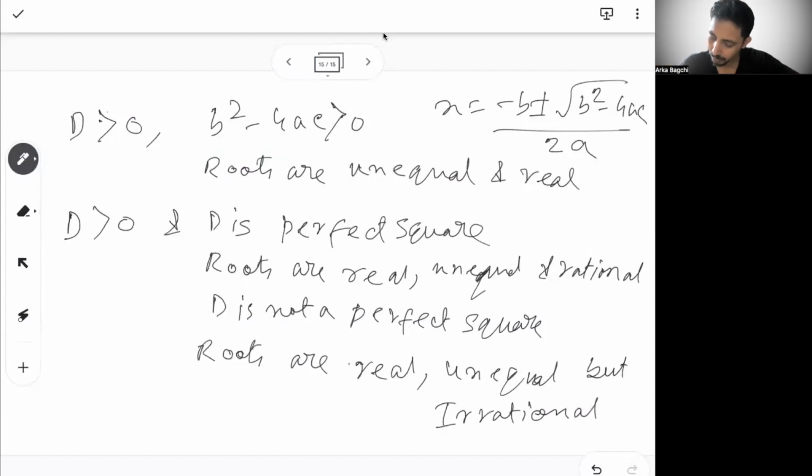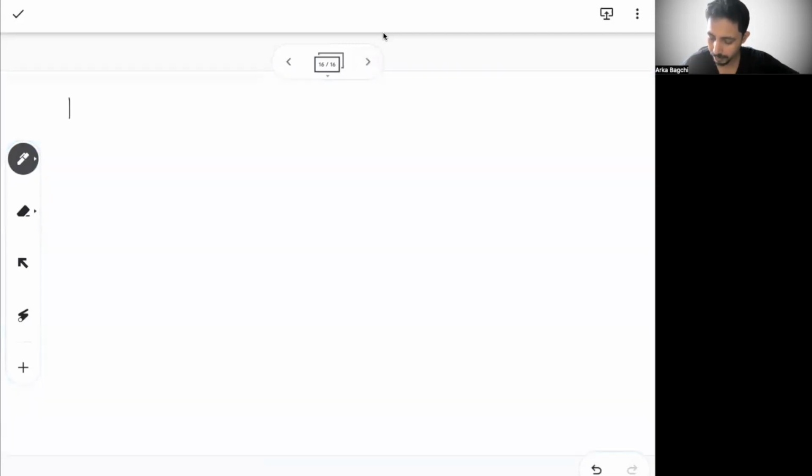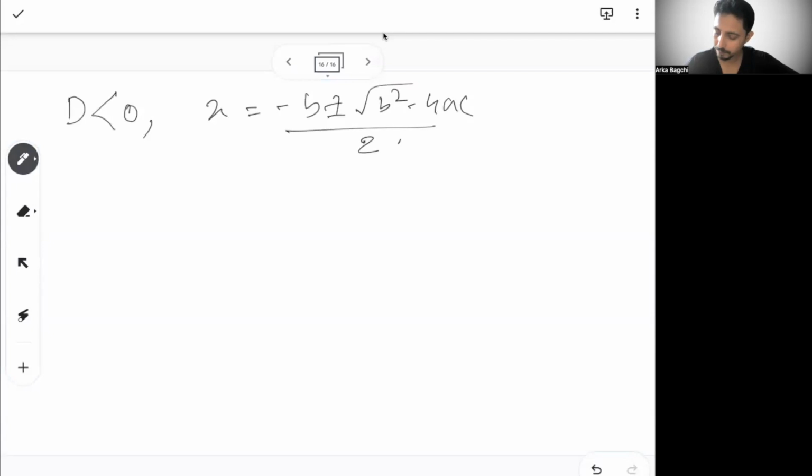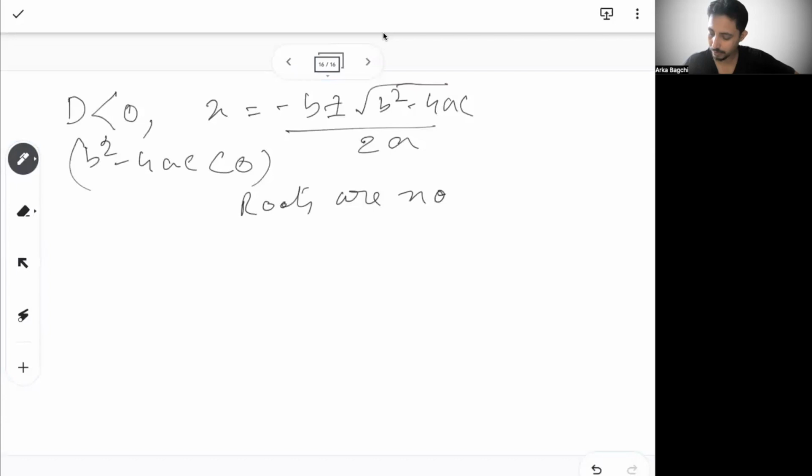Now the last part, if d is less than 0. If d is less than 0, x is equal to minus b plus minus root over b square minus 4ac by 2a. If b square minus 4ac is less than 0, that means you will have a negative sign under the root. So then roots are non-real or imaginary.